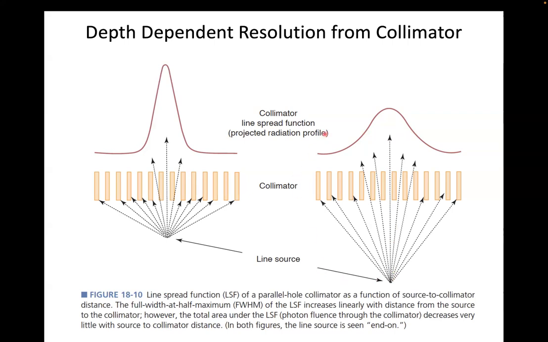This is important for cardiac imaging because the posterior wall of the heart is a good 10 centimeters deeper than the anterior wall of the heart. The anterior wall is very close to the chest, so it can be right up against this thing, but then the posterior wall of the heart is back down here.